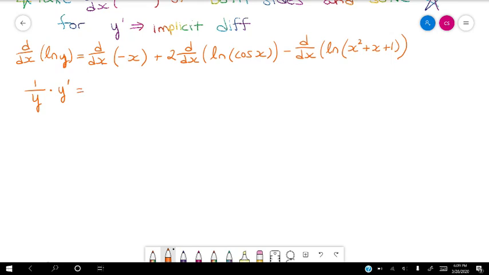Derivative of negative x with respect to x, negative 1, plus 2 times. All right, so the outside function is natural log. So it's going to be 1 over u, so 1 over the argument, times the derivative of the argument. Derivative of cosine is negative sine. It looks like it's going to be a negative tangent. And then almost done. Natural log, again, it's 1 over the argument times the derivative of the argument. That's your chain rule.